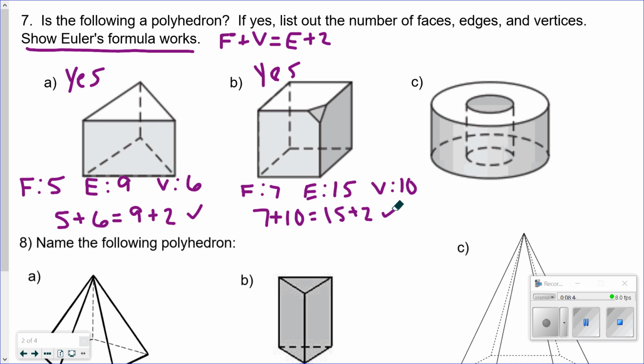In part C here, is this a polyhedron? The answer is no. Well, why is this not a polyhedron? One of our faces is a circle. Is a circle a polygon? It's not. So since it's no, I don't have to name out the number of faces or anything because it's not a polyhedron.